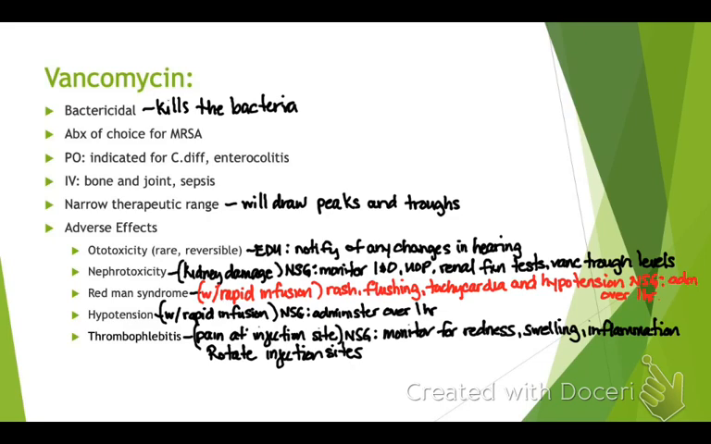Red man syndrome, also important. It can occur when we give it too quickly, so with rapid infusion it is more at risk. It will cause rash, flushing, tachycardia, and hypotension. So for nursing, for administration, it's very important to make sure you're giving it over an hour. Hypotension, another adverse effect, if we give it with rapid infusion as well. And again, the consideration is to administer over 1 hour.